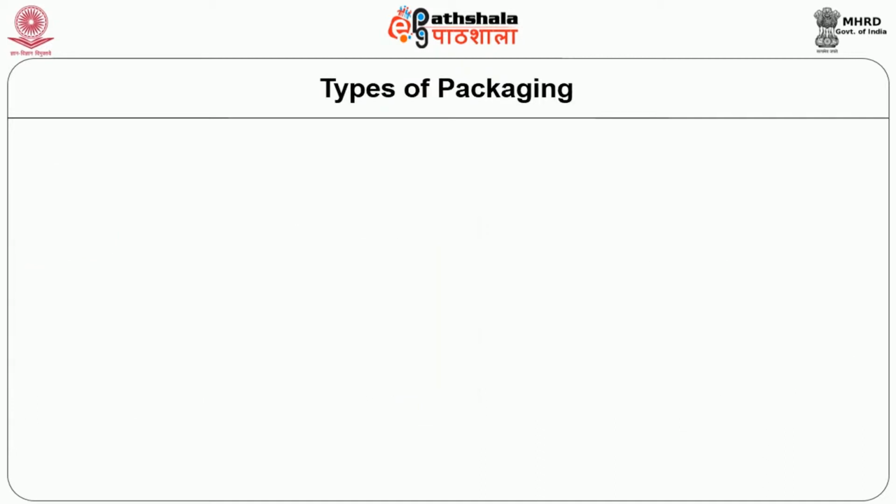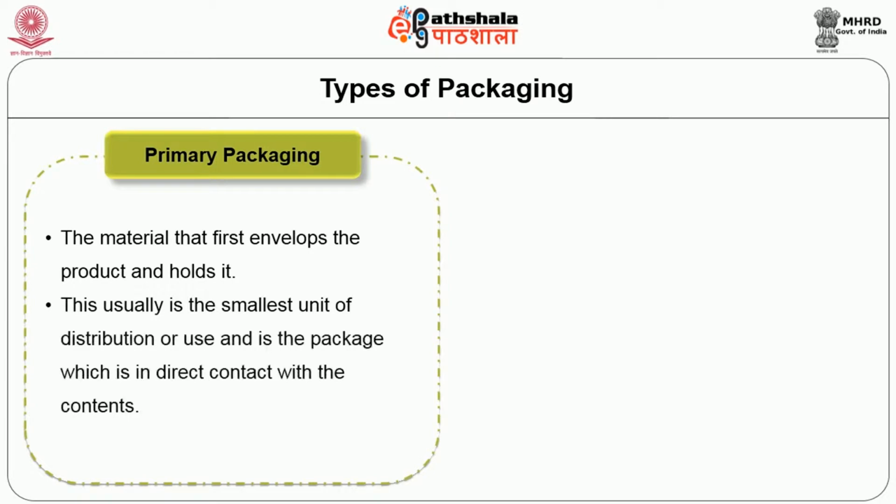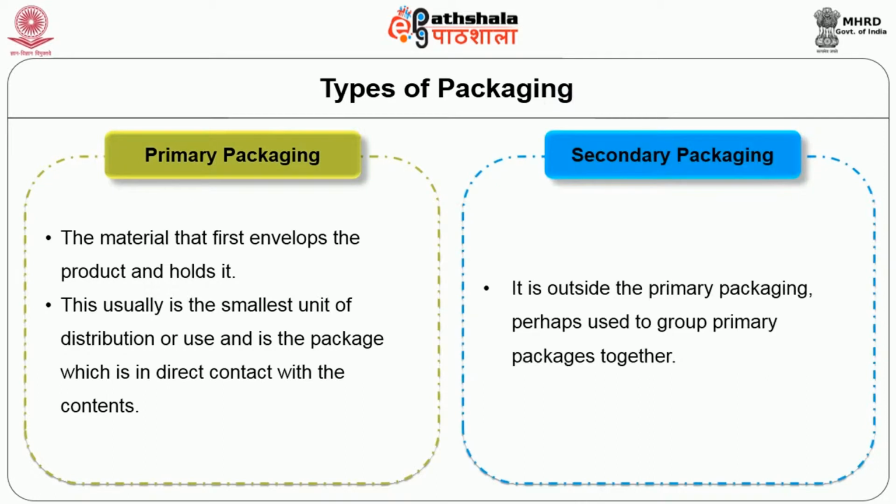Next, let us see the types of packaging. There are two types of packaging: primary packaging and secondary packaging. Primary packaging is the material that first envelops the product and holds it. This usually is the smallest unit of distribution or use and is the package which is in direct contact with the contents. Secondary packaging is outside the primary packaging, perhaps used to group primary packages together.